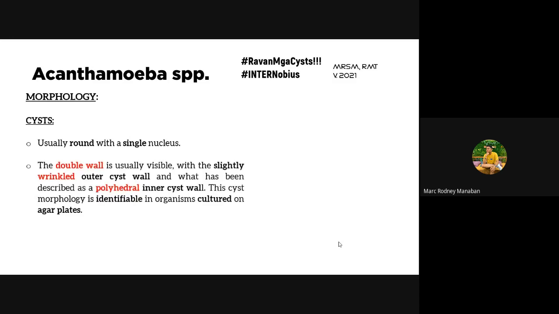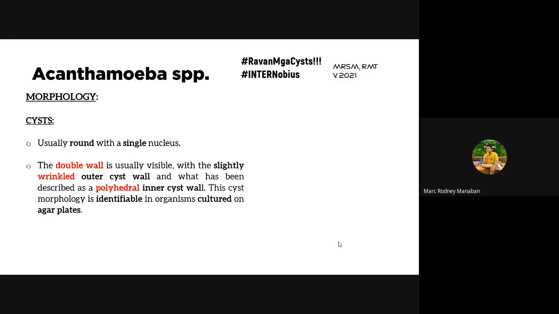Next, another important thing is the cysts. The general shape is round. It contains a single nucleus. And this is very important, it came out in the boards, not during our time, but previously. It was asked, this organism contains a double wall with an outer wrinkled cyst wall, and an inner polyhedral cyst wall. Press the buzzer, our answer is Acanthamoeba. Basta double wall, and the outer wall is wrinkled, okay?